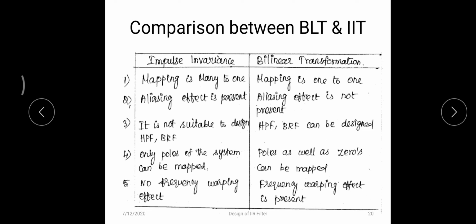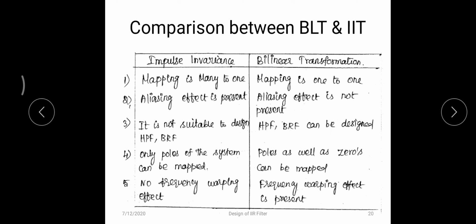And impulse invariance is not suitable for the design of high pass filters and band reject filters, and in some cases band pass also. But in the case of bilinear, all types of filters can be designed, including high pass and band reject. In impulse invariance, only the poles of the system can be mapped. In the case of bilinear, poles as well as zeros can be mapped. There is no need of warping effect in the impulse since it is a linear transformation. Here the frequency warping effect is present due to the non-linear transform.